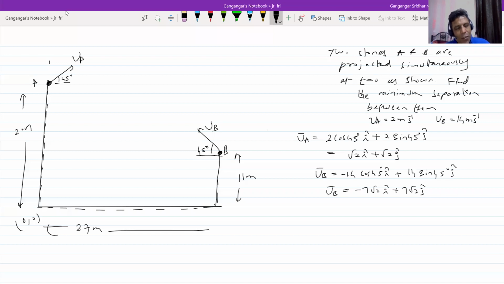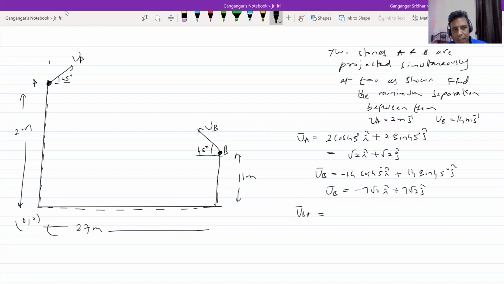What shall I do here? You can describe the motion of stone A with respect to stone B, or motion of stone B with respect to stone A. Either of any one option you can pick up. Let me describe how stone A moves relative to stone B, or how stone B moves relative to stone A. It's left to you. Let me do UBA. I am doing motion of stone B with respect to stone A.